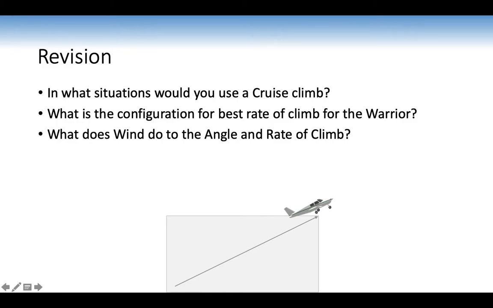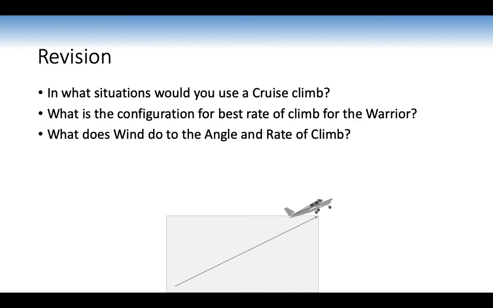In what situations would you use a cruise climb? You can answer these questions as well. You can pause the video. You would use a cruise climb when you're carrying passengers and you're not in a hurry to get to your cruising altitude. It allows you to maintain the climb at 500 feet per minute. It's nice and comfortable, and you get a good forward speed as well as a good forward view.